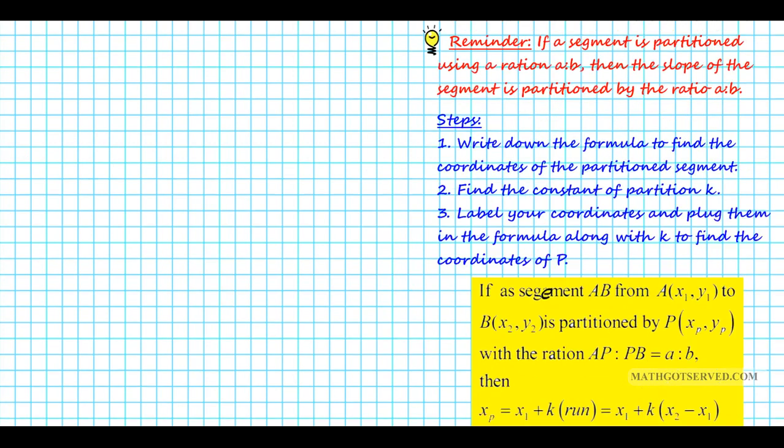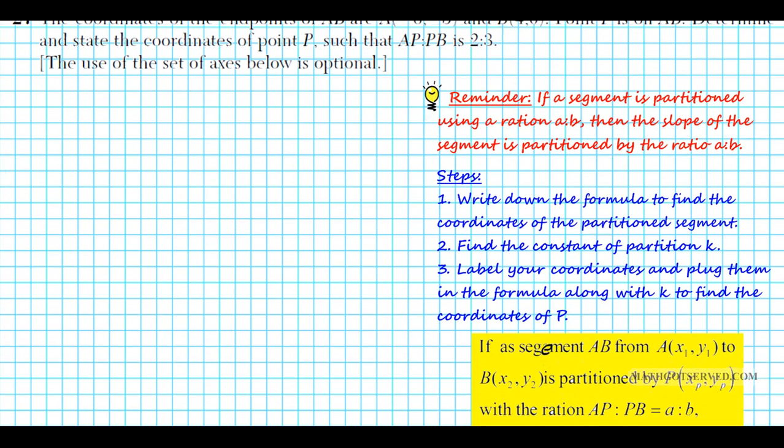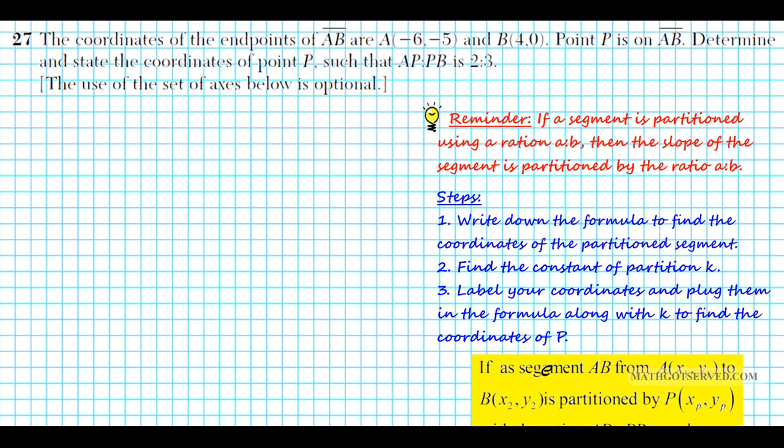So let me just give you a visual. It's not necessary, but I just want to give you a visual of what we're dealing with. And then we'll just use a formula. It's pretty straightforward. You just need to know what your different components are.